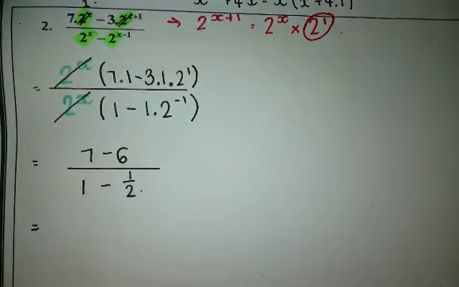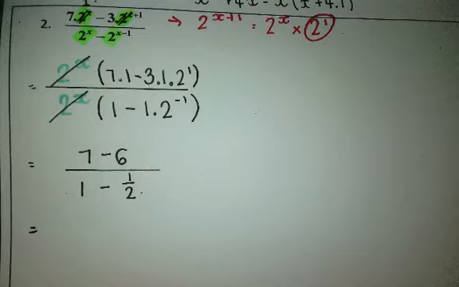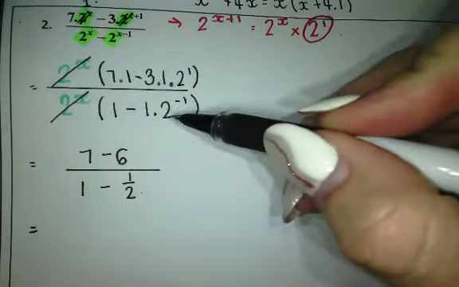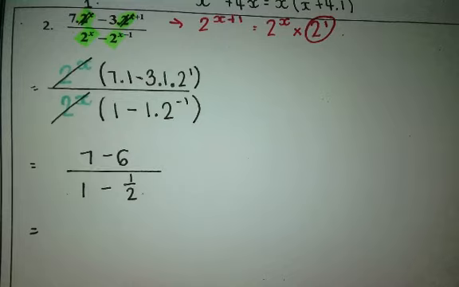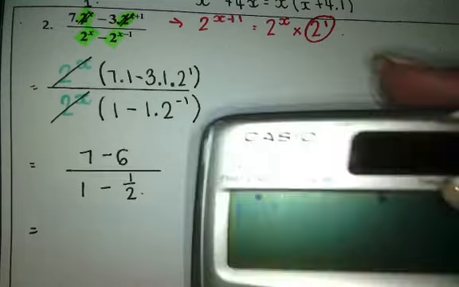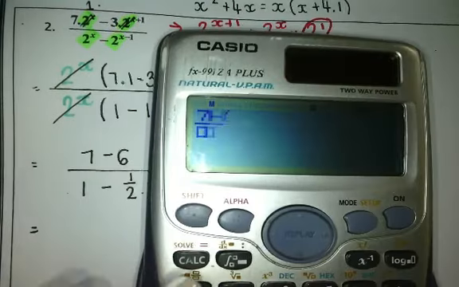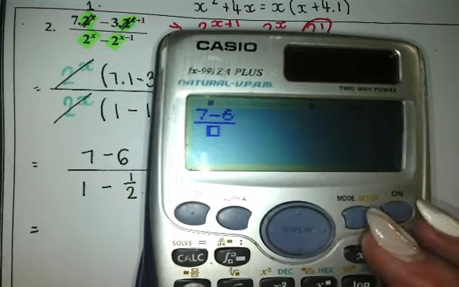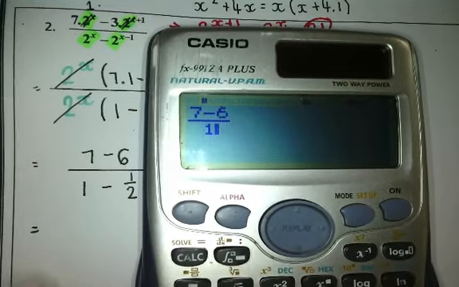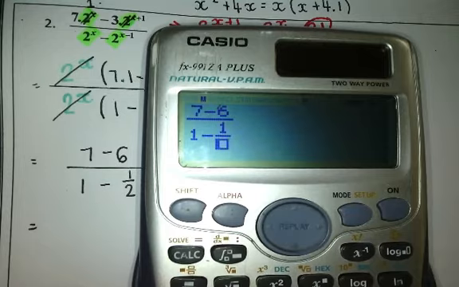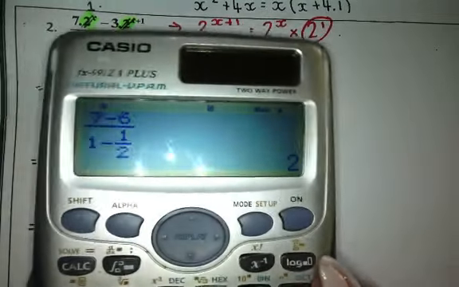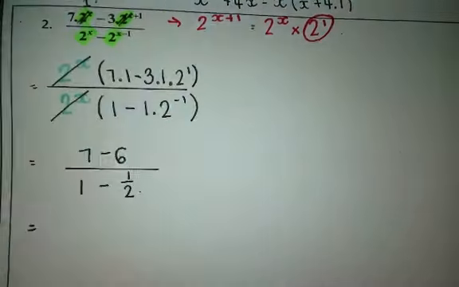Okay, you guys okay? Okay, now if you want to, you can, more than welcome to. You'll get the same answer. Remember, many alternatives. Okay, in our calculators, 7 minus 6, divided by 1 minus a half. And our answer is 2.